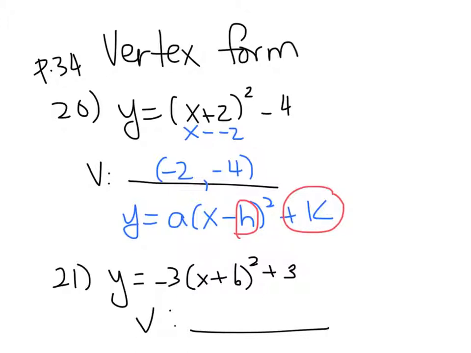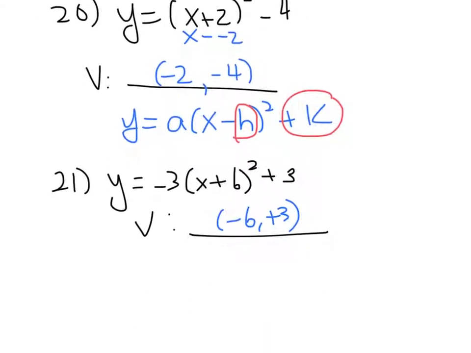Negative 6, comma 3. Absolutely. That is your vertex. Negative 6, comma, positive 3. Are we good? Where do you get negative 6, positive 3? So now let's move on to number 22.